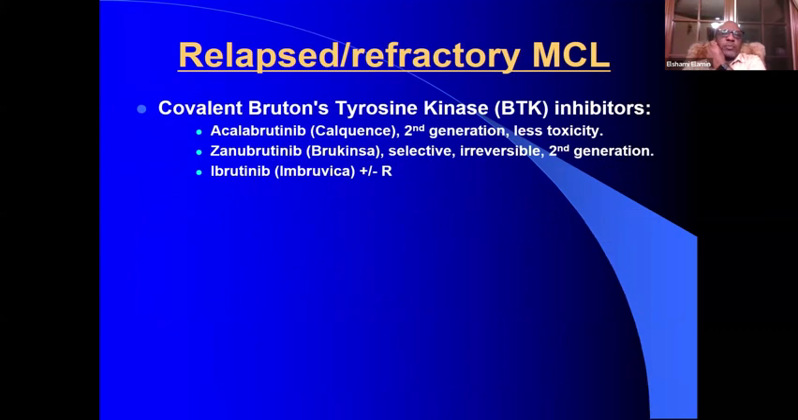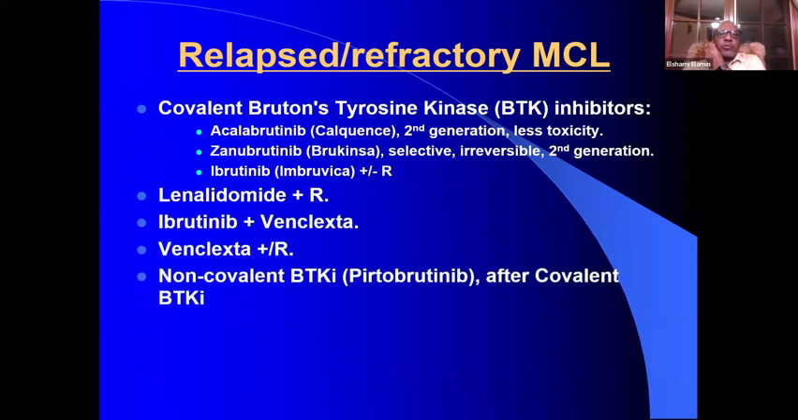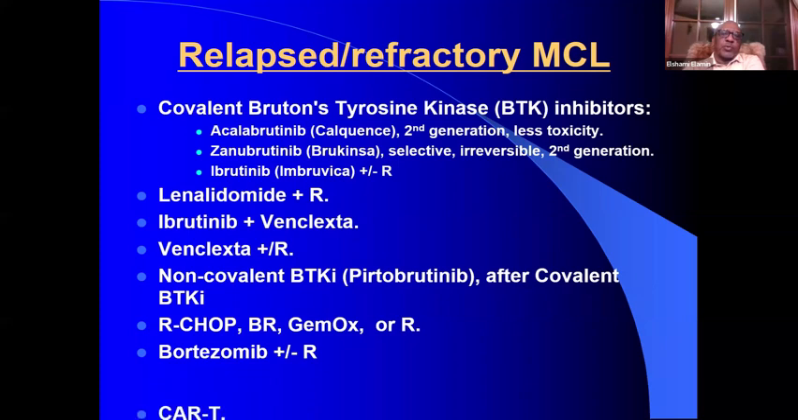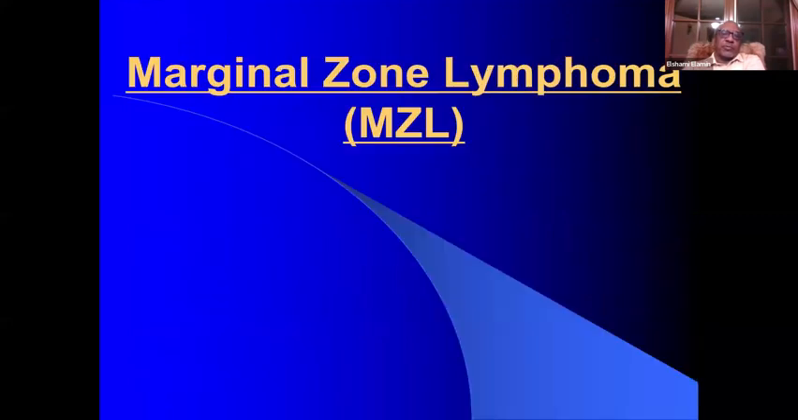For relapsed mantle cell lymphoma, you could use BTK inhibitors. Here are those: Calquence, Brukinsa, ibrutinib, lenalidomide with rituximab. These are the regimens for refractory disease, right here. And lastly, you could use cytotoxic chemotherapy if these novel drugs are not available for your patient, then you could use chemotherapy, atezolizumab, rituximab. But really, the best option is to use BTK inhibitors: oral, less toxic, and effective.